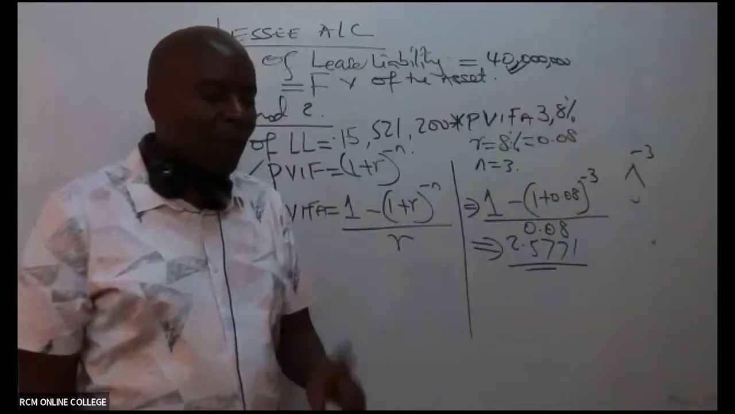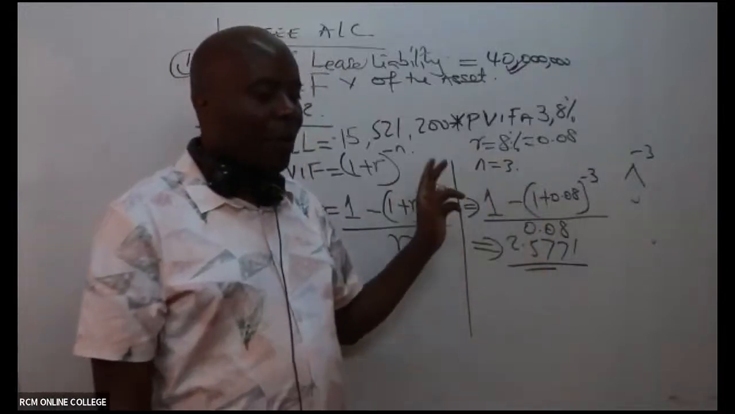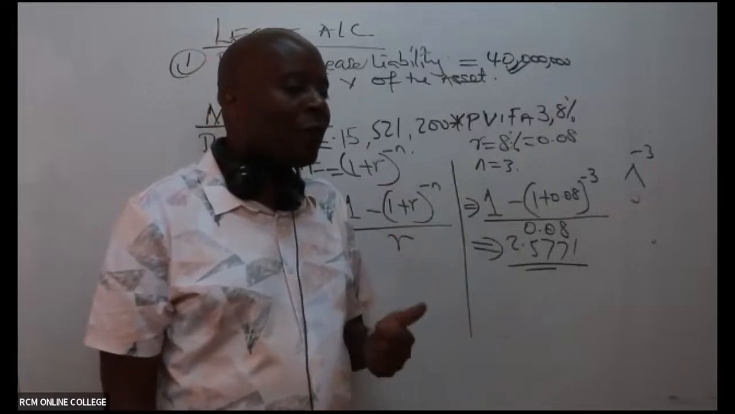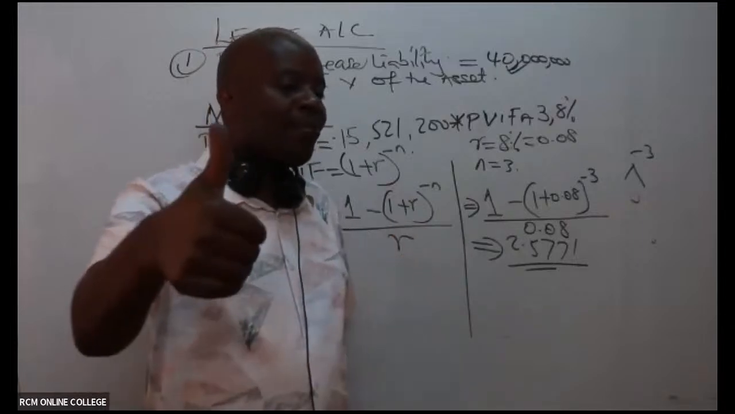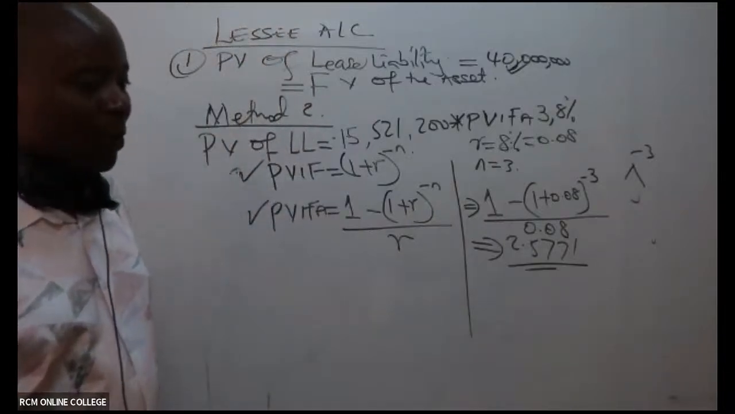So, have you been able to use the calculator? Once all of us were able to use the calculator and we're getting this 2.5771, can we kindly push our thumbs up like that for us to be able to continue?